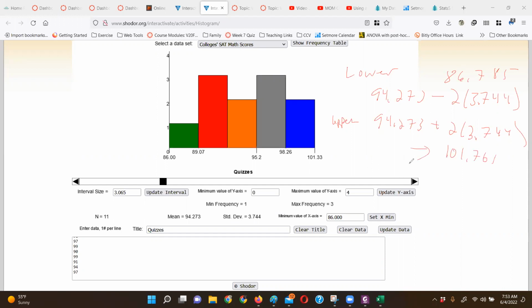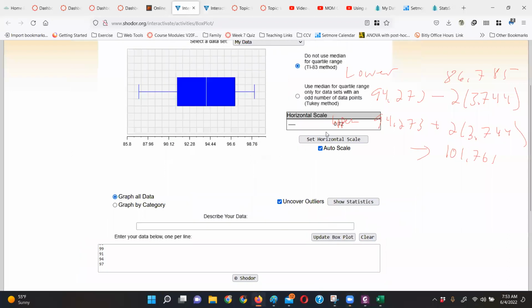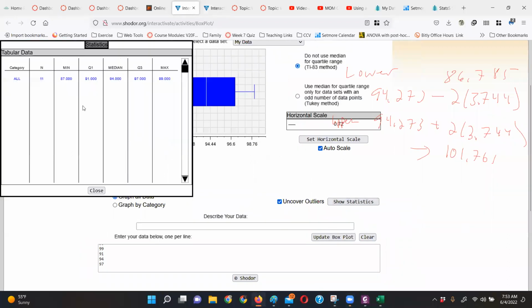Now I knew there were no grades over 100, so there's no upper outlier. And I don't remember what the lowest one was. Well, I've got the box plot, I've got these numbers here, and the lowest grade was 87. So since 86.7 is less than 87, there are no lower outliers either. So in both of these distributions, there were no outliers, and I used the appropriate measure of center and spread to make that determination.